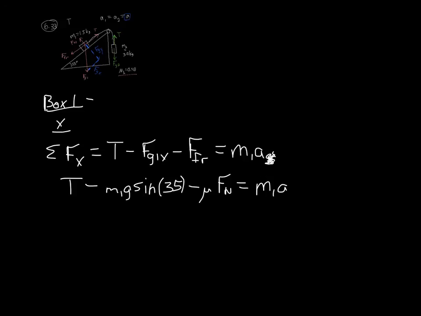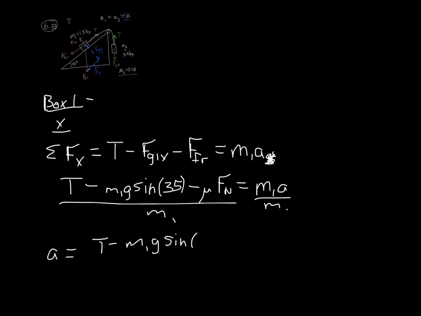So I'm looking for A, so I need to solve this whole equation for A. I can divide both sides by M1, and that will give me an equation for my acceleration. So my acceleration is going to be equal to T minus M1 times G times sine of 35 minus mu times the normal force, all divided by M1.